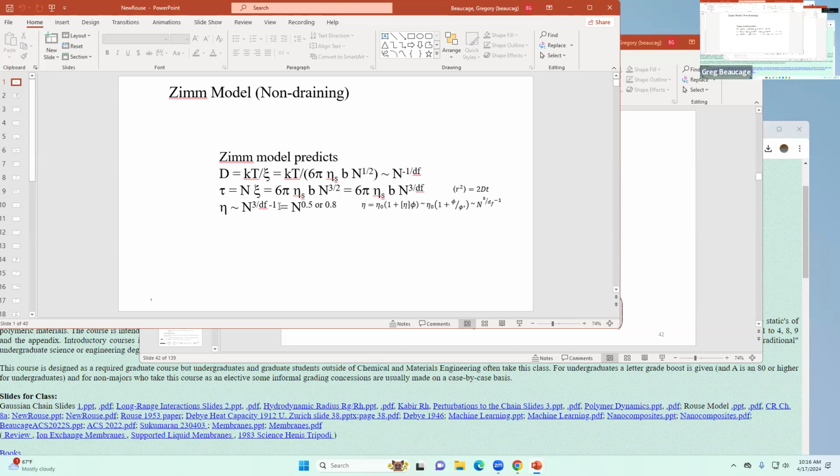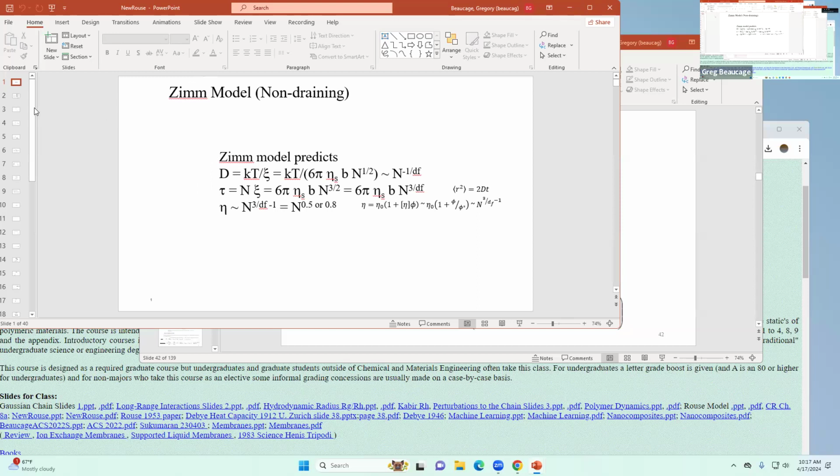3 by 2, I guess it'd be, let's see, 3 by 1 would be 2 minus 1 is 2, right? 3 minus 1 is 2 per rod. So anyway, that's the Zimm model. So we've already kind of talked about that. We didn't call it the Zimm model. We didn't call it non-draining, right?